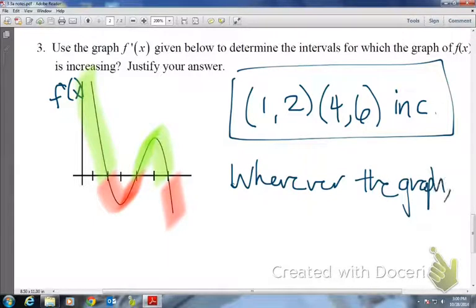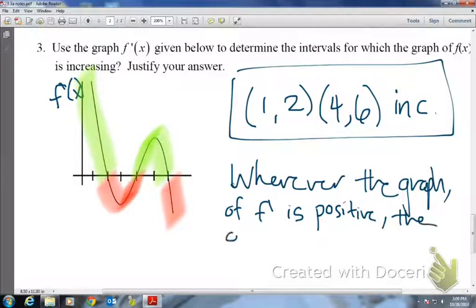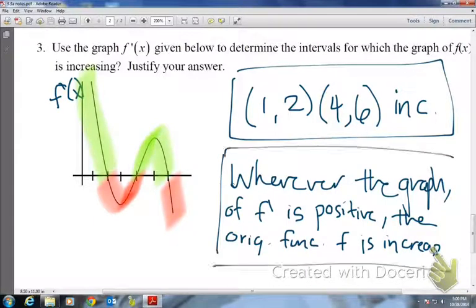Sorry, this handwriting is so messy. Wherever the graph of f prime is positive, the original function f is increasing. So they just want to know something along those lines to make sure that you actually know why you're getting those intervals and not just kind of guessing. So make sure that you do that. Make sure you include a justification.